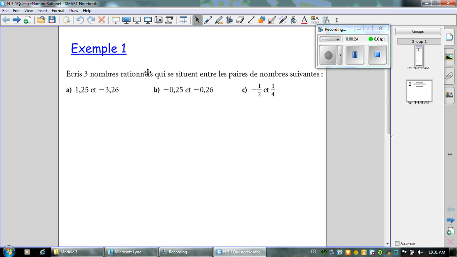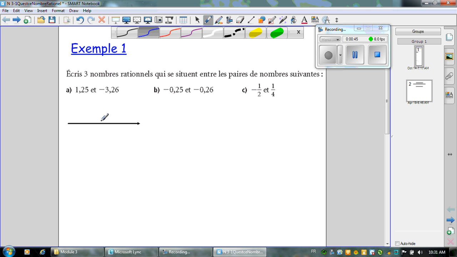It says here, write three rational numbers between the two rational numbers stated. So here we have 1.25 and negative 3.26. So any three numbers between those two. First thing is you locate them on a number line.